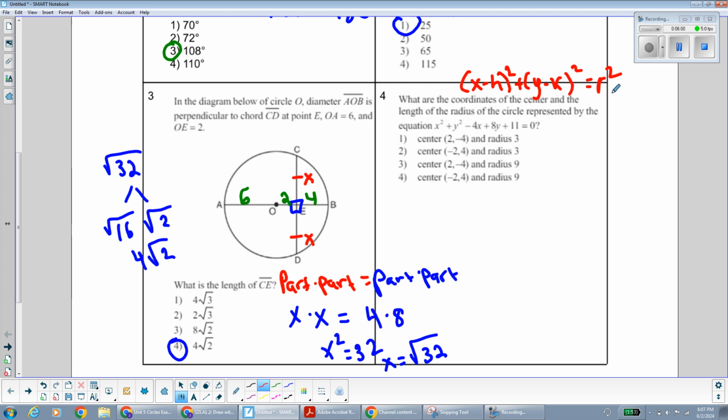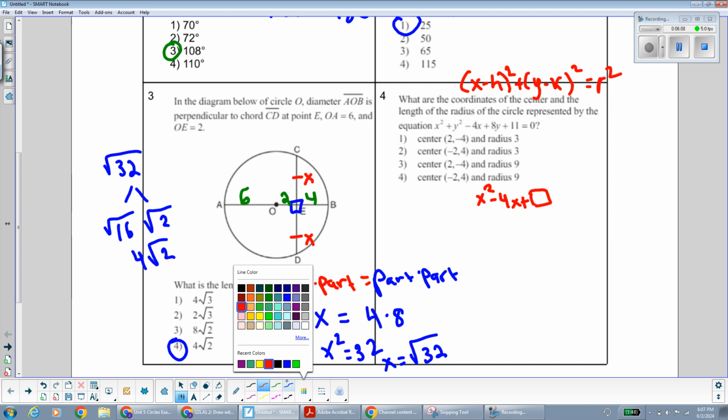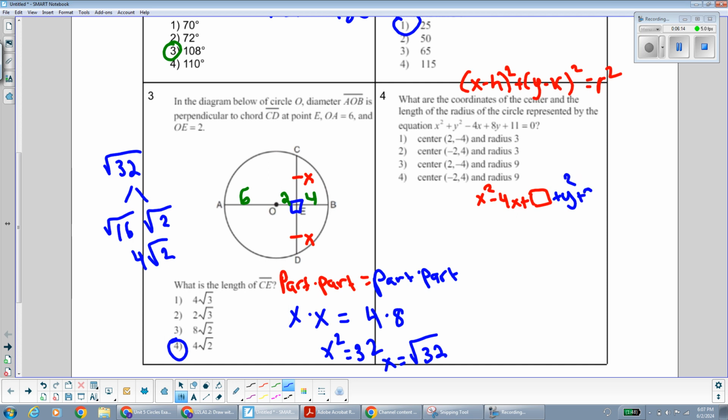So let me group the x terms together. So that's x² and −4x. And I'm going to put a little box to indicate we're going to be finding the number that completes the square. For the y terms, I'm going to group them together. That's y² and 8y. And once again, I'm going to put a little box to indicate I'm going to be finding the number that goes there. I'm moving 11 over to the other side, so it's going to become a negative 11.